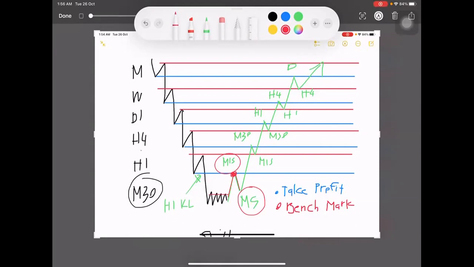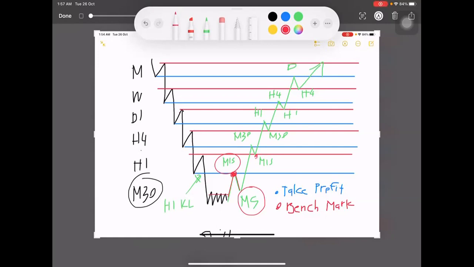Aiming for the breakout of the H1. Yes. We take profit at the H4. Yes. And because it's an H1 key level, take profit at the time frames below. Sorry, yeah. Take profit at the H4. And because it's the H1 key level, the setup is M15.